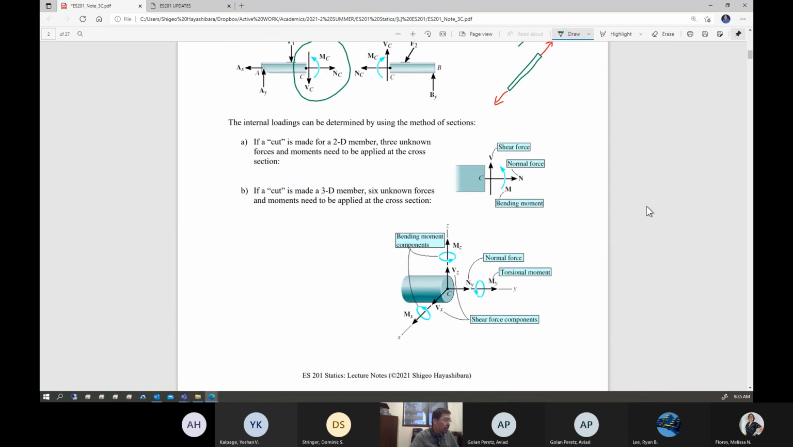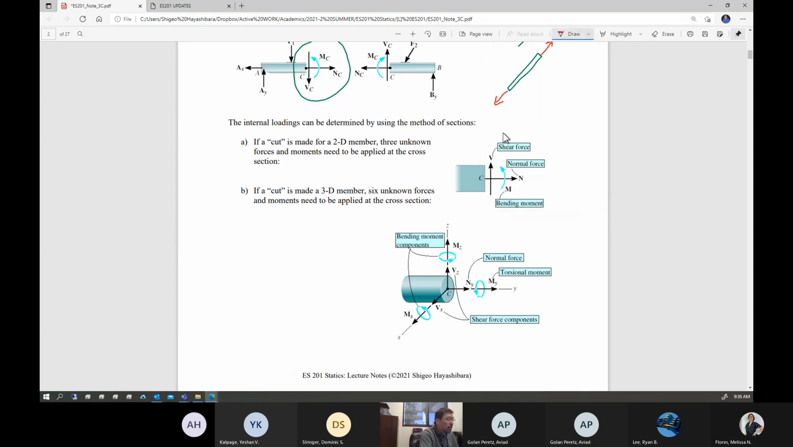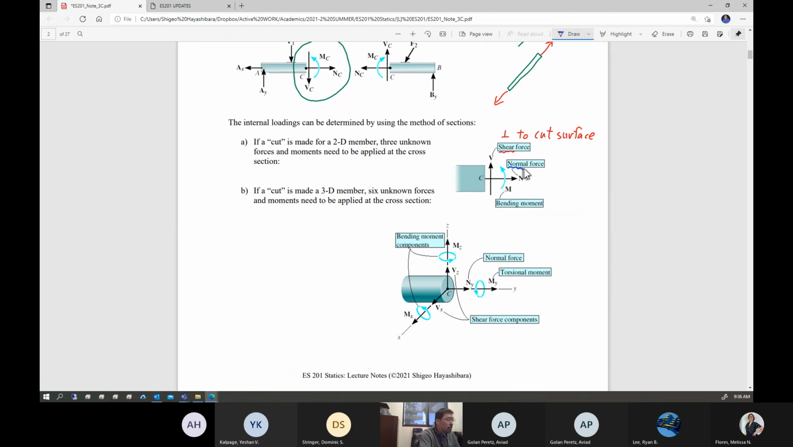What kind of unknowns? Well, three types. One is a shear force. This is a component perpendicular to the cut surface. Okay, this is a shear. And the other one is normal force. This is a component parallel to, sorry, not perpendicular to, parallel to the cut surface. So obviously those two are not the same type of forces.